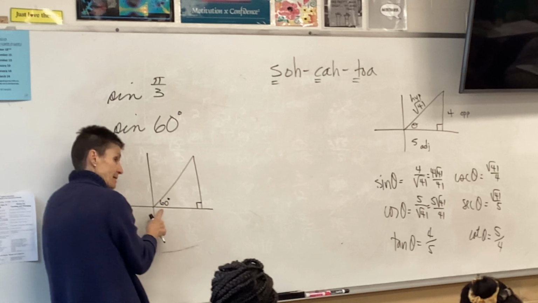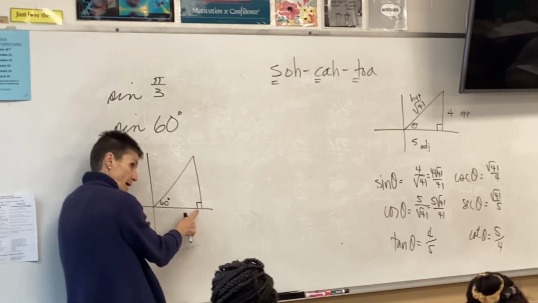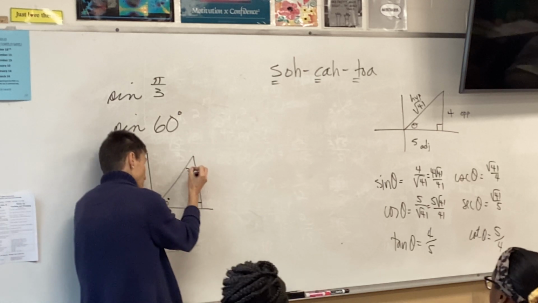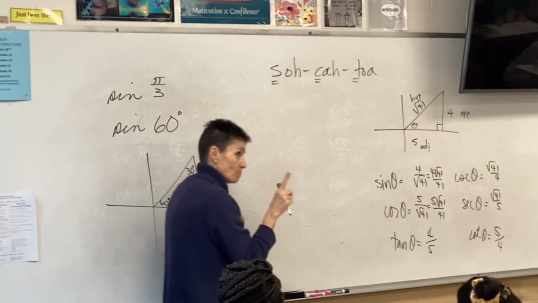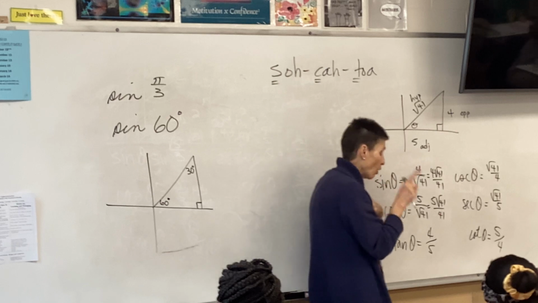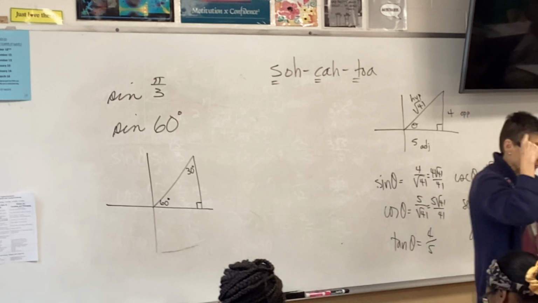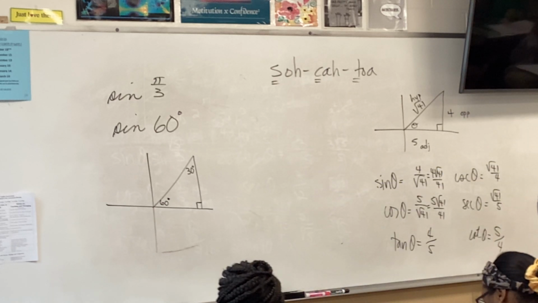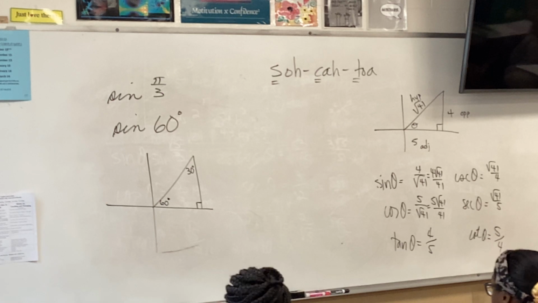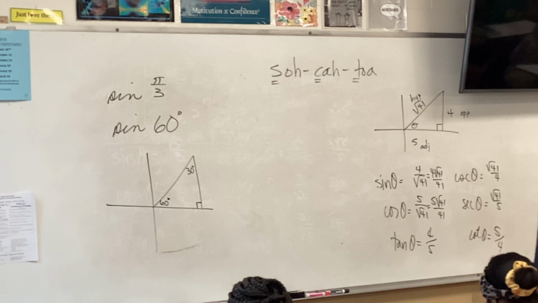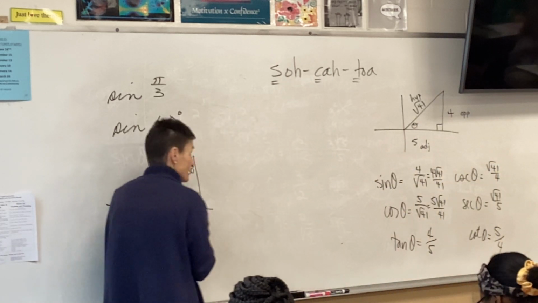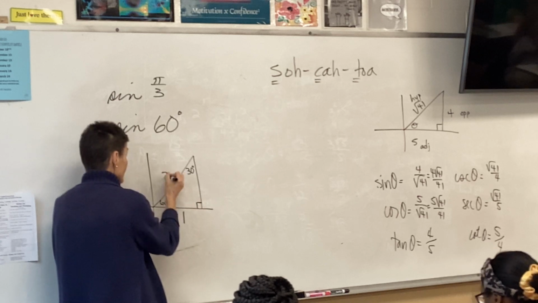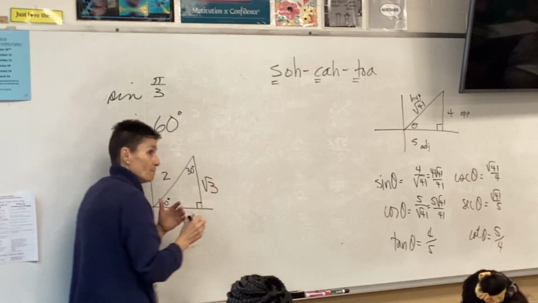Now, if that's 60 and that's 90, then this one's 30. That is one of your special right triangles. It's on your purple sheet. It needs to be engraved in your brain because the sides of a special right triangle are known. We know that the sides of a 30, 60, 90 are 1, 2, root 3.